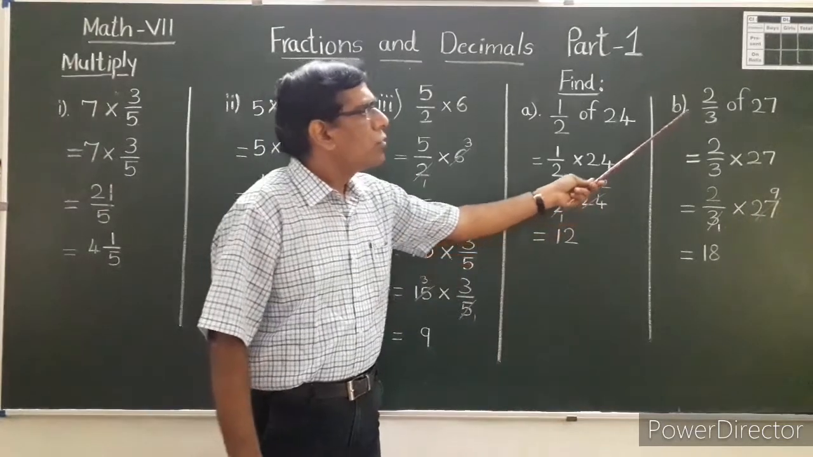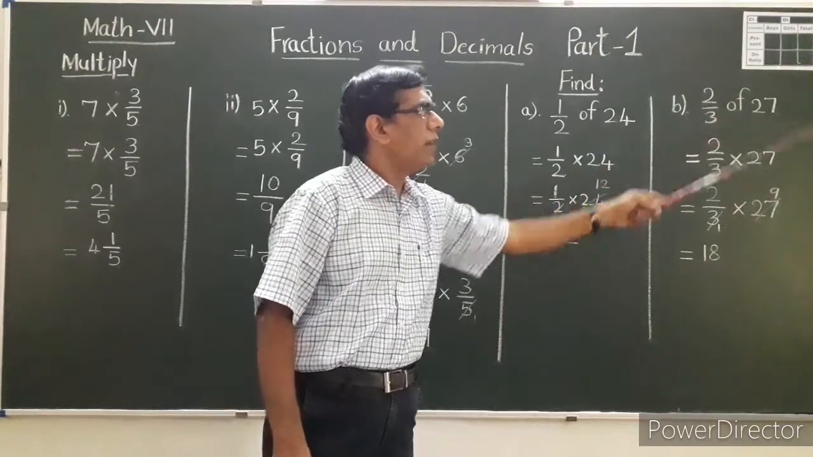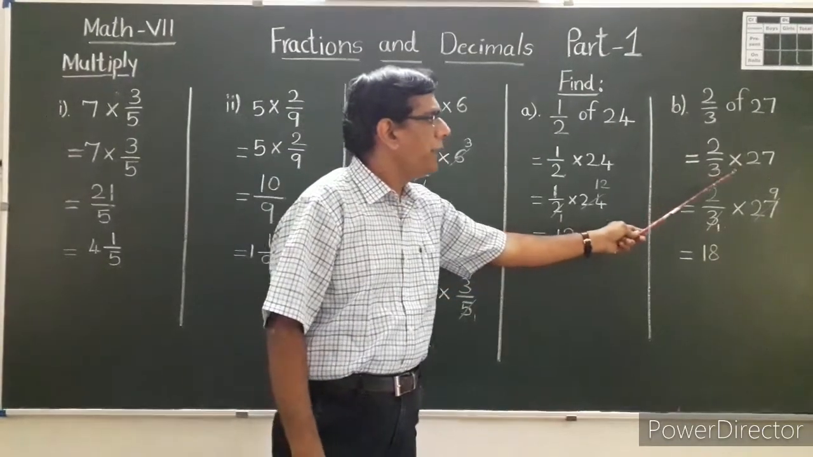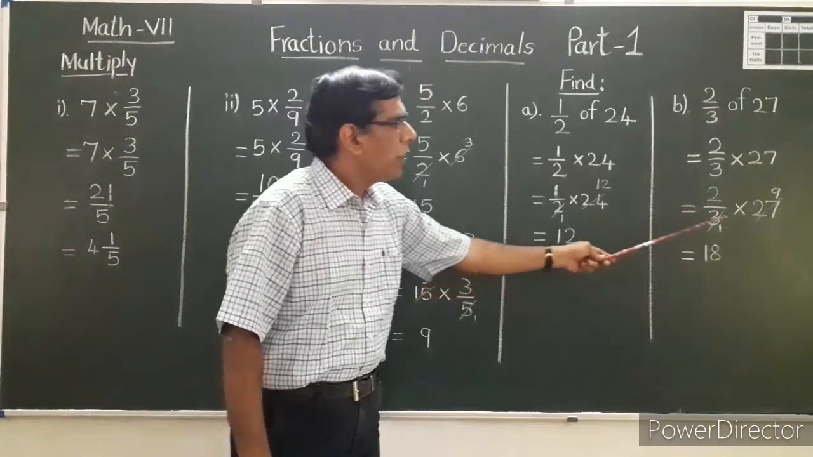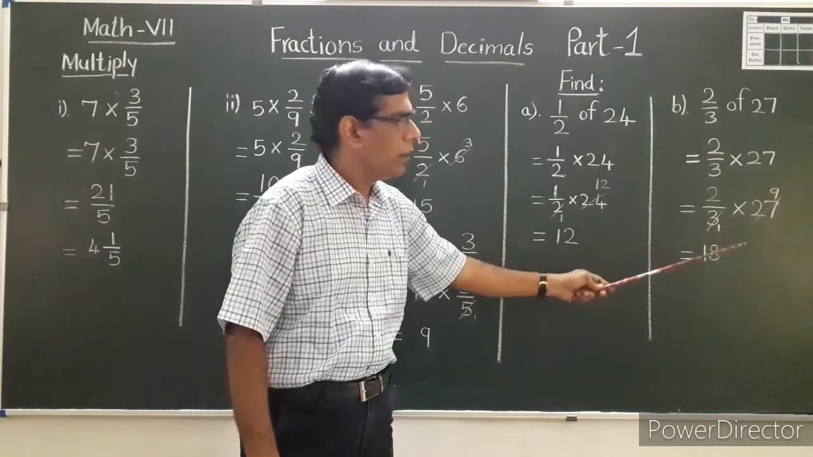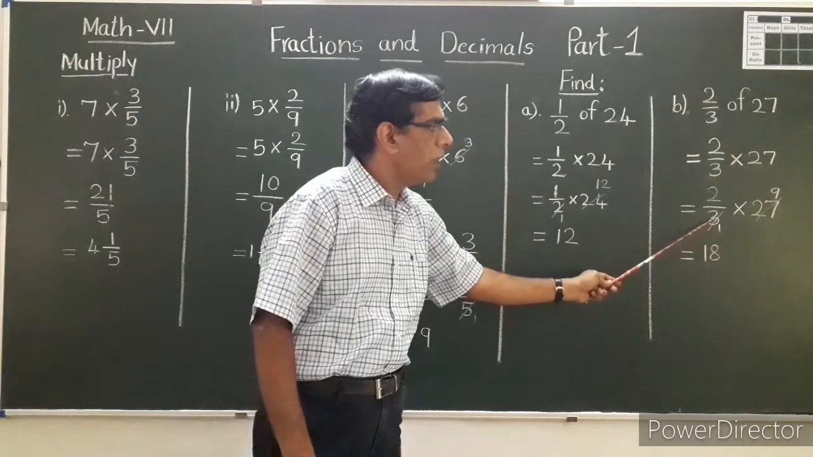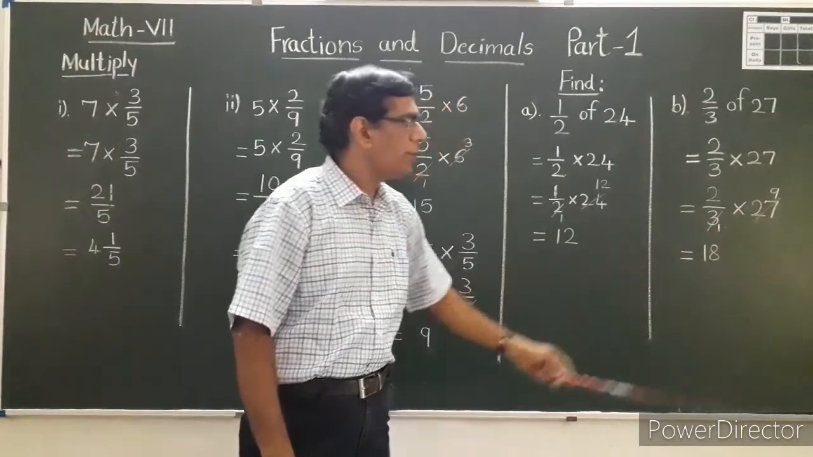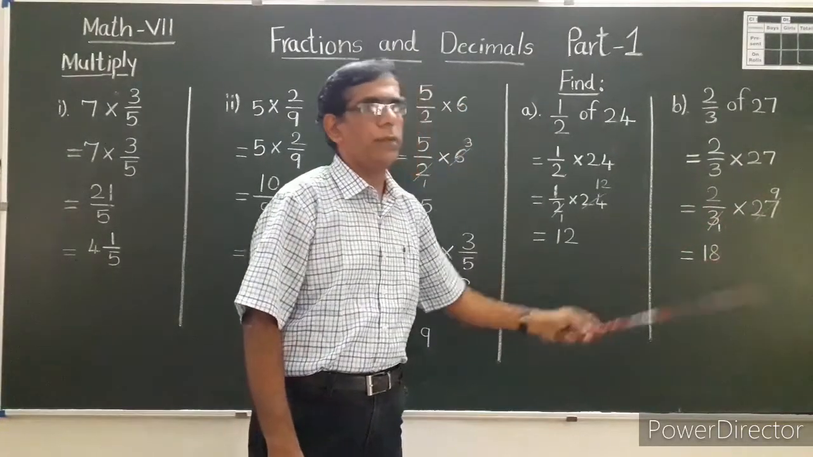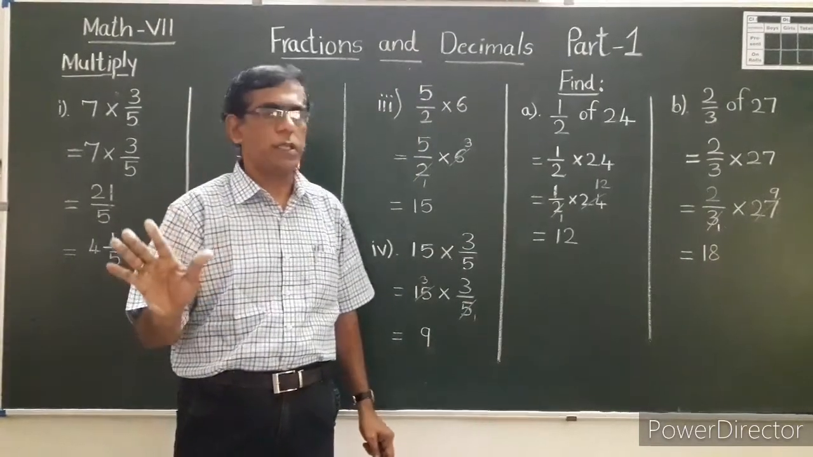So one more example. 2 by 3 of 27. So 'of' means multiplication sign. We multiply. So 2 by 3 into 27. Here I will cancel 27 from 3. 3 ones are 3, 3 nines are 27. Now I will multiply these two numbers. 2 nines are 18. Children, now we move to the last operation of math, that is division.